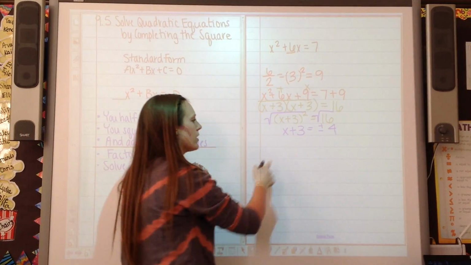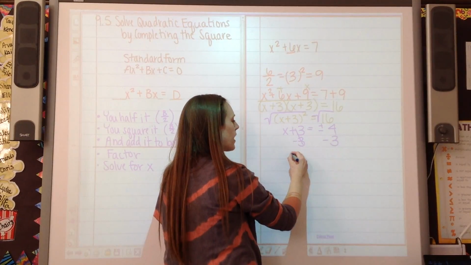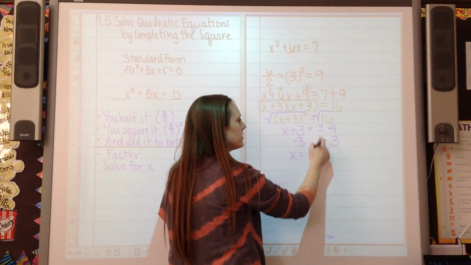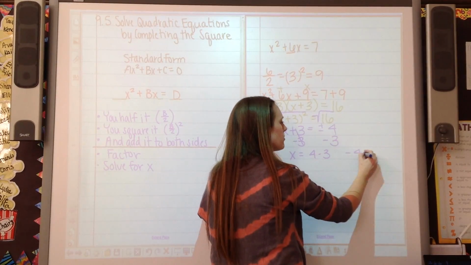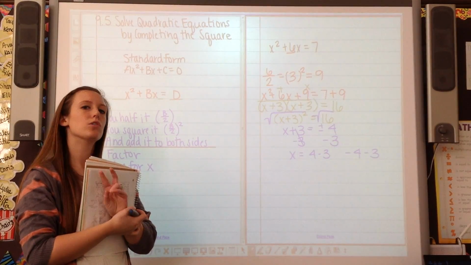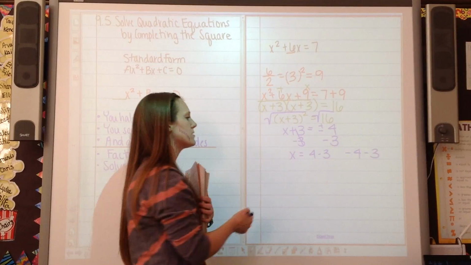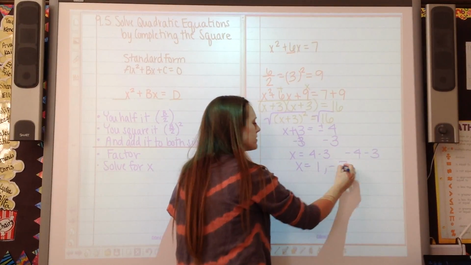And now I'm going to solve for x. So I'm going to get x by itself by subtracting 3. Now I have 2 problems here. I have a positive 4 minus 3, and I have a negative 4 minus 3. So my answers are 1 and -7.